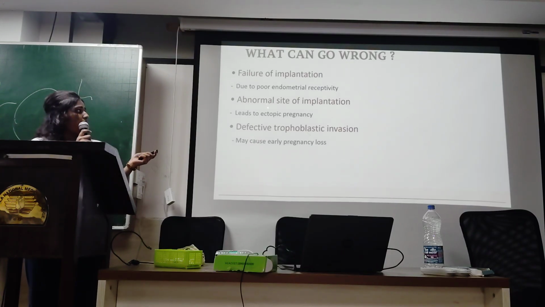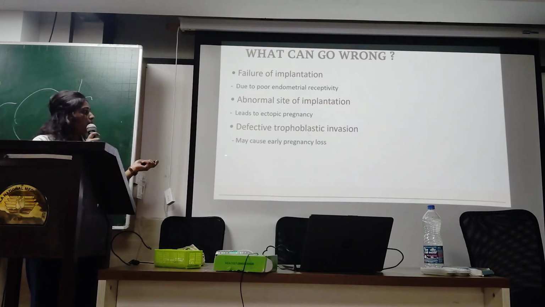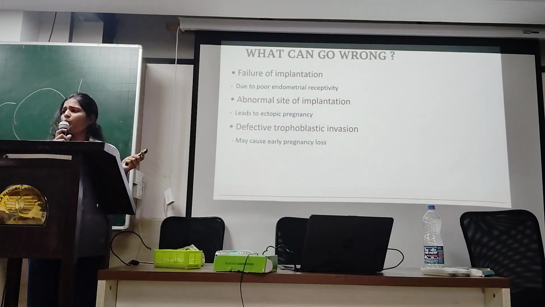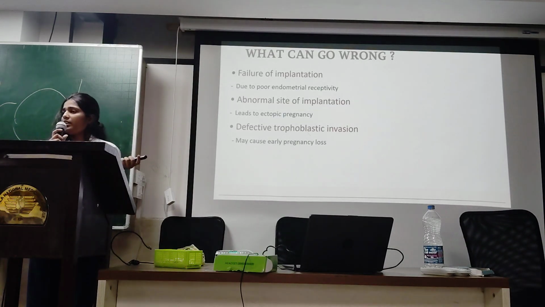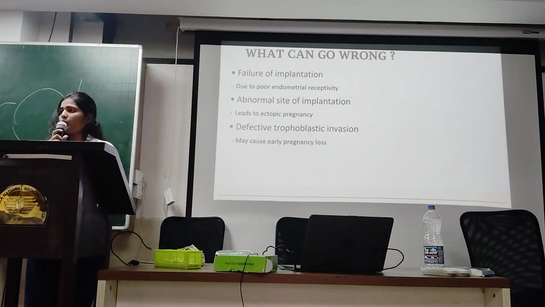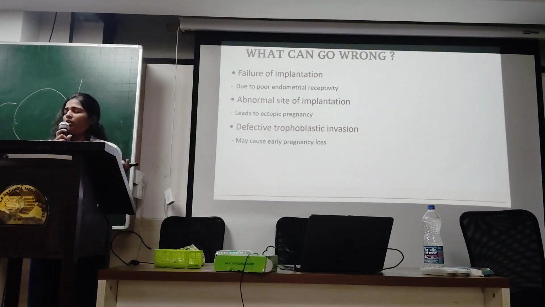Next is abnormal site of implantation, which leads to ectopic pregnancy. Ectopic pregnancy is when the implantation of the ovum is outside the uterine cavity. We will see it in detail in the further slides. Defective trophoblastic invasion is shallow invasion and poor spiral artery remodeling, which leads to high resistance uteroplacental circulation, which causes placental ischemia, oxidative stress, and poor fetal support, which can lead to early pregnancy loss.